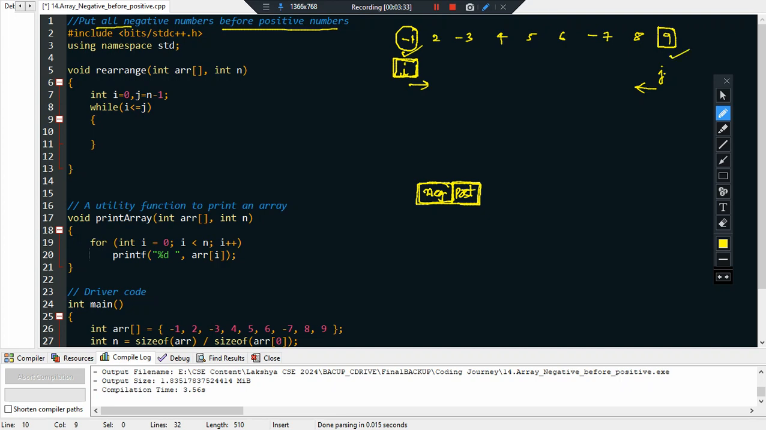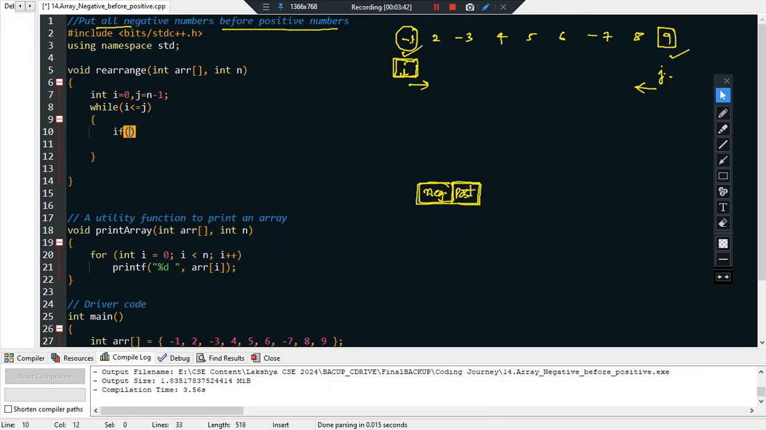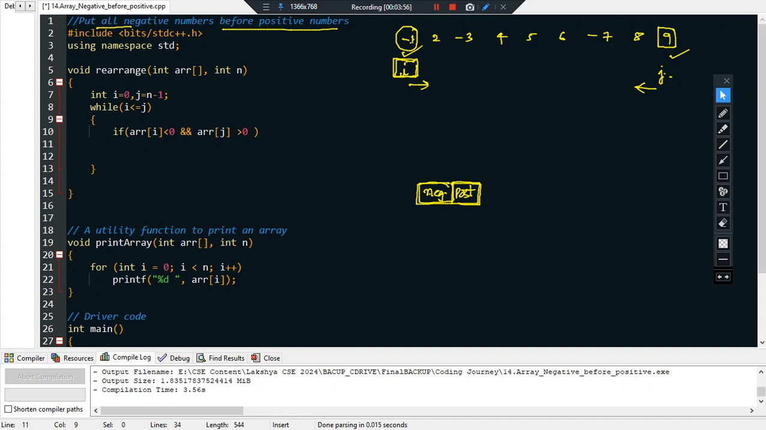You don't have to bother about this configuration when i is pointing to a negative number and j is pointing to a positive number. So basically I will say if array of i is less than 0, and at the same time array of j is greater than 0, means if array of i is negative and array of j is positive, what should we do? Now basically in this particular case we should proceed i to the next point, because I have confirmed that this is okay, this is in the correct position.